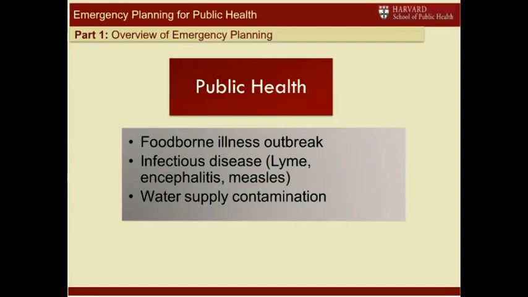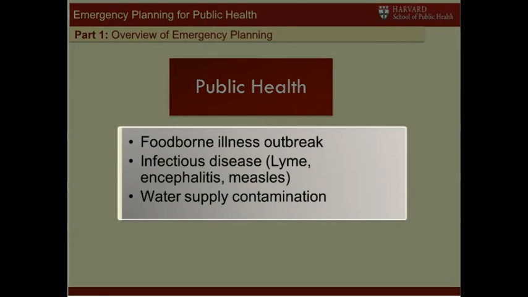Unexpected or unplanned public health events can also impact the health of a community. For example, a foodborne illness outbreak, infectious diseases such as encephalitis or measles, water supply contamination. Each of these requires a public health response. A foodborne illness outbreak may require a field investigation and testing and treatment of victims. Infectious disease outbreaks may require mass vaccination or dispensing of medications. Response to a water supply contamination may be an activation of a boil water order or distribution of bottled water.